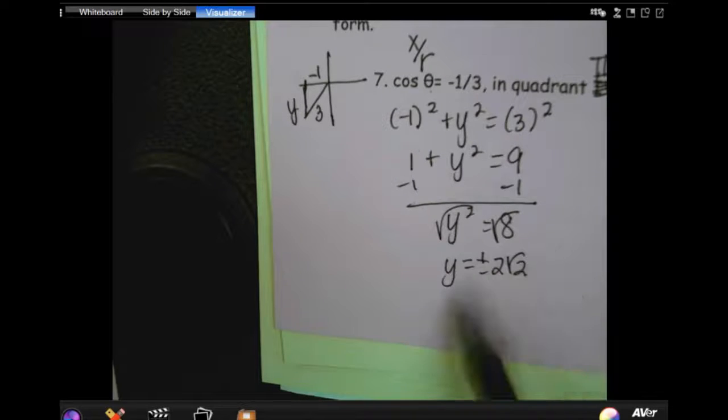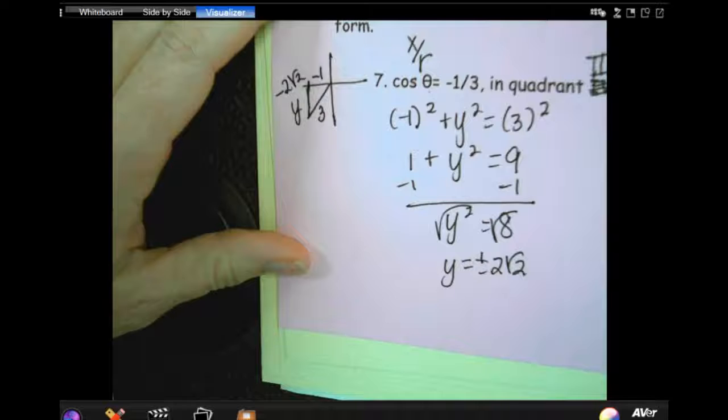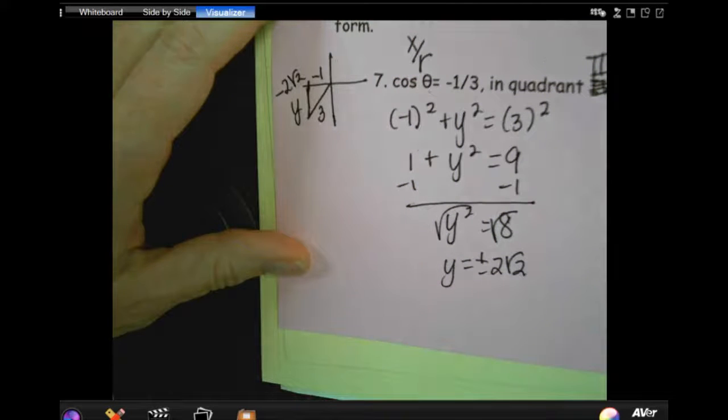So my y, I want the y value this time. So my y is going to be negative 2 square root of 2. That's 4 times 2, and the square root of 4 is 2. 2 square roots of 2.